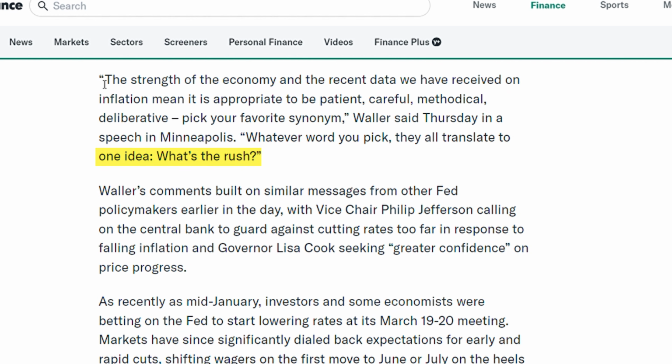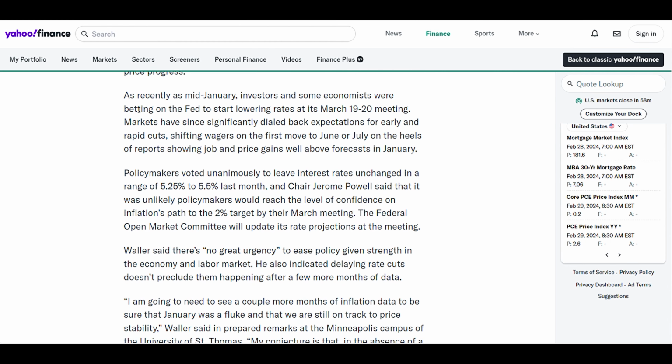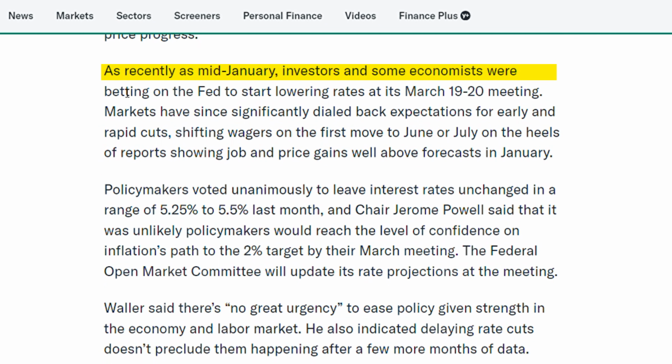What's the rush? And basically what they're saying is there is no rush on the Fed's part right now to lower rates. Basically what they're saying is the economy's strong, the labor market's still strong. So until we can crush inflation more, we just don't have any desire to lower it because in their mind, it's pretty stubborn right now. So let's just leave it the way it is. It goes on to say, "As recently as mid-January, investors and some economists were betting on the Fed to start lowering rates at its March 19th to 20th meeting."